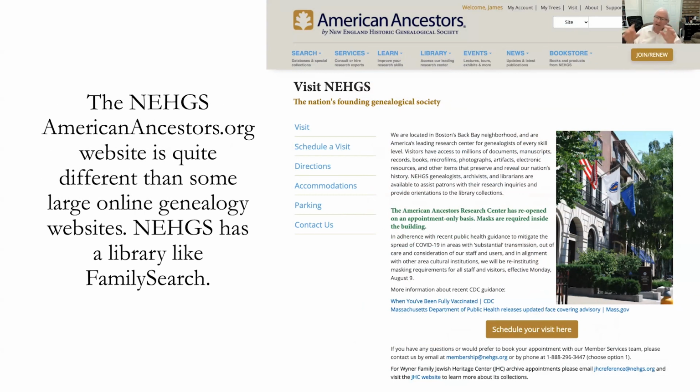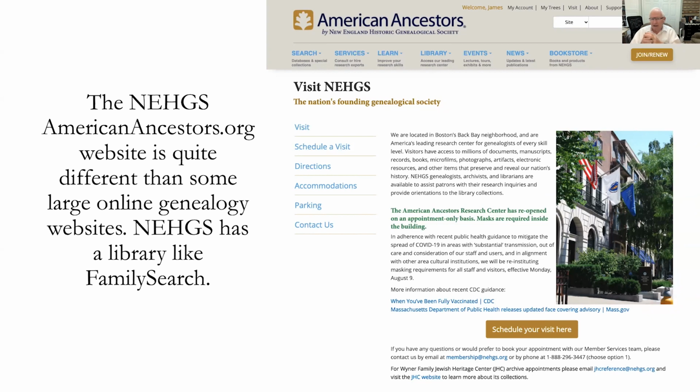The reason is both FamilySearch and the NEHGS, or the New England Historic Genealogical Society, have a library, and the NEHGS library is in Boston. And this is the photograph, and this is the page where you can get into the Boston library. Now, if you join the society, if you subscribe to American Ancestors and you pay your dues, you automatically become part of the New England Historic Genealogical Society and would have access to the library if you wish to travel to Boston to do some research.